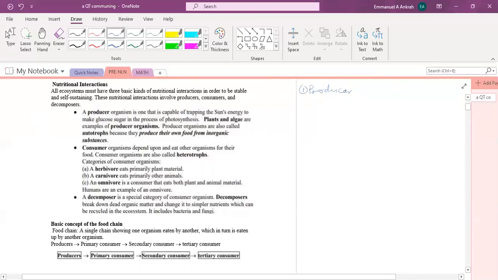An example of that would be plants. Producers produce their own food using the sun's energy. In other words, they undergo photosynthesis. Examples here are plants and algae.